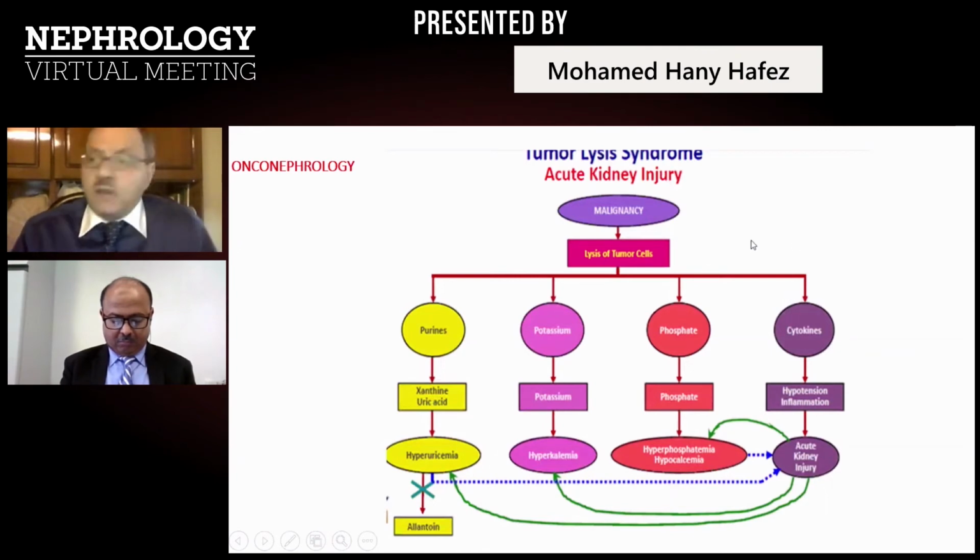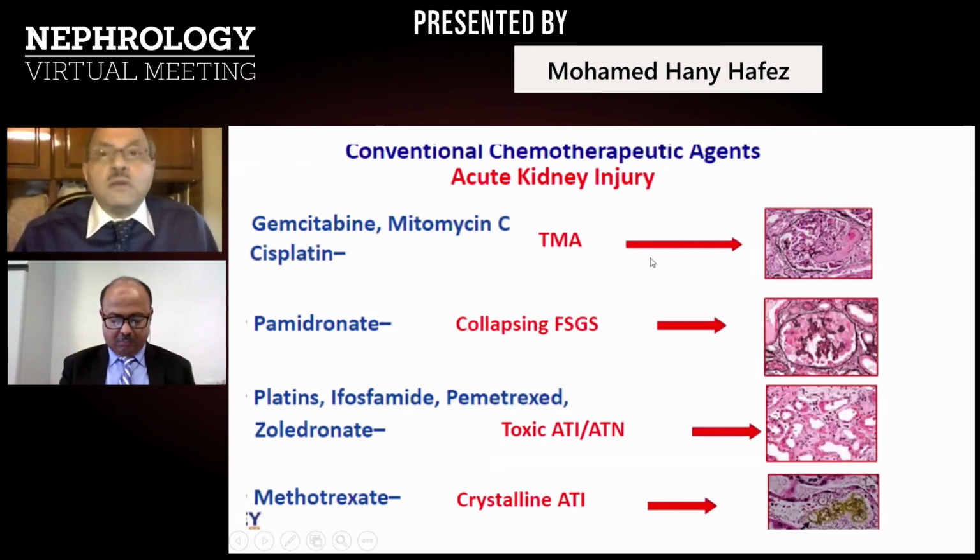And this will open to us the spectrum of onconephrology. Of course, onconephrology in Africa will not be very advanced like in Asia and other developing countries, but we share the burden of having chemotherapy leading to acute kidney injury by different mechanisms. And you see the tumor lysis syndrome as an example. And the conventional chemotherapeutic agents like cisplatin causing TMA, pamidronate causing collapsing FSGS, zoledronate causing toxic ATI and ATN, methotrexate causing crystalline acute tubulointerstitial nephropathy.